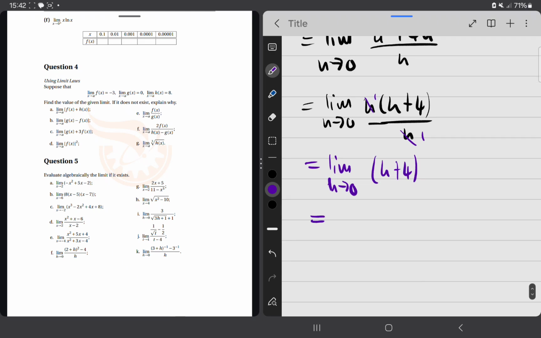Now, can I substitute? Yes! Why? It's a polynomial. Go ahead. So where there's h, I'm putting 0. So it's going to be 0 plus 4, and 0 plus 4, you get 4. So this is going to be the final solution, and you would be done.